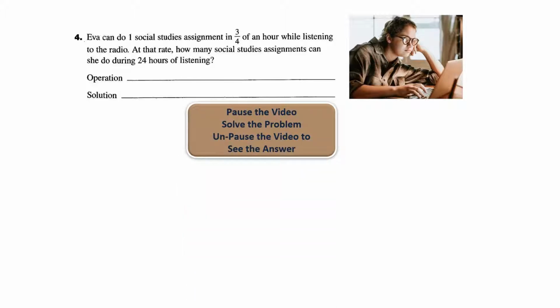Question 4. Eva can do one social studies assignment in 3/4 of an hour while listening to the radio. At that rate, how many social studies assignments can she do during 24 hours of listening? Pause the video, solve the problem, unpause the video to see the answer. We know that Eva is going to be studying for a 24-hour period, or at least we want to find out how many assignments she could do in a 24-hour period of listening to music.